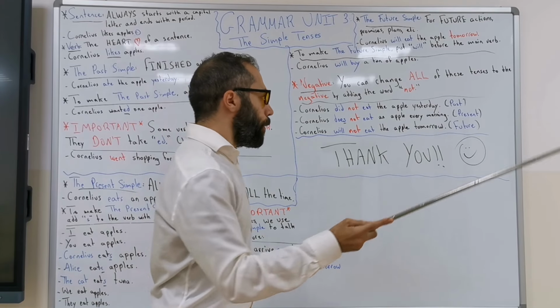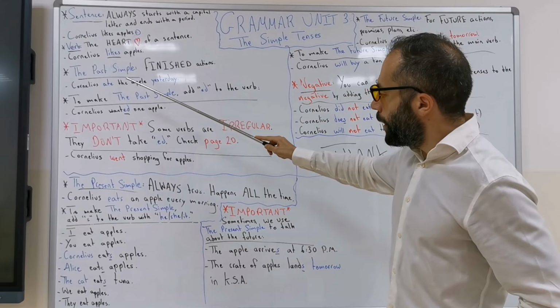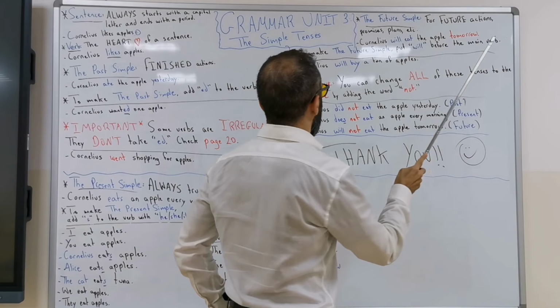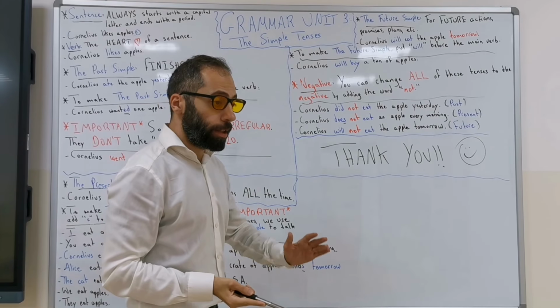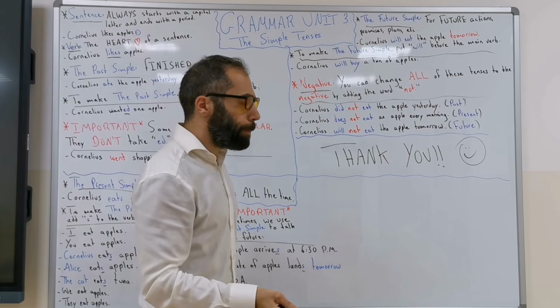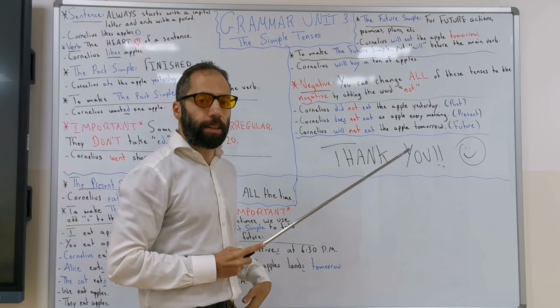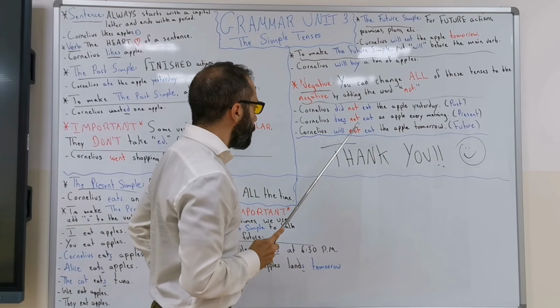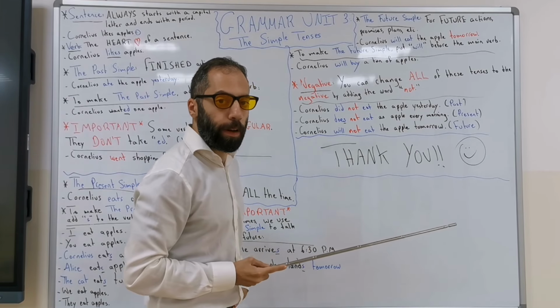Now, I can change all of these tenses, the past simple, the present simple, the future simple, to the negative by adding the word not. For example, Cornelius did not eat the apple yesterday. This is the simple past. Cornelius does not eat an apple every morning.